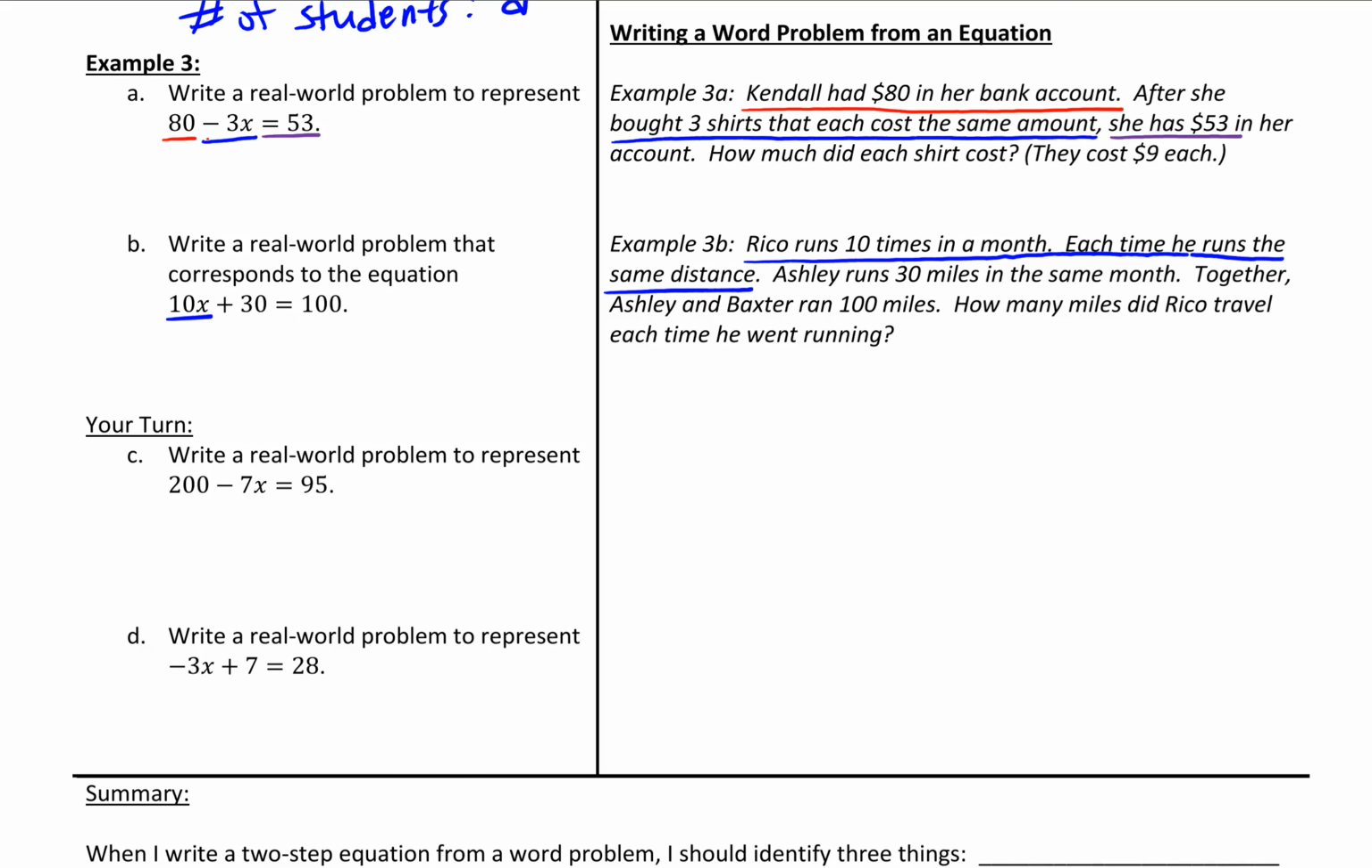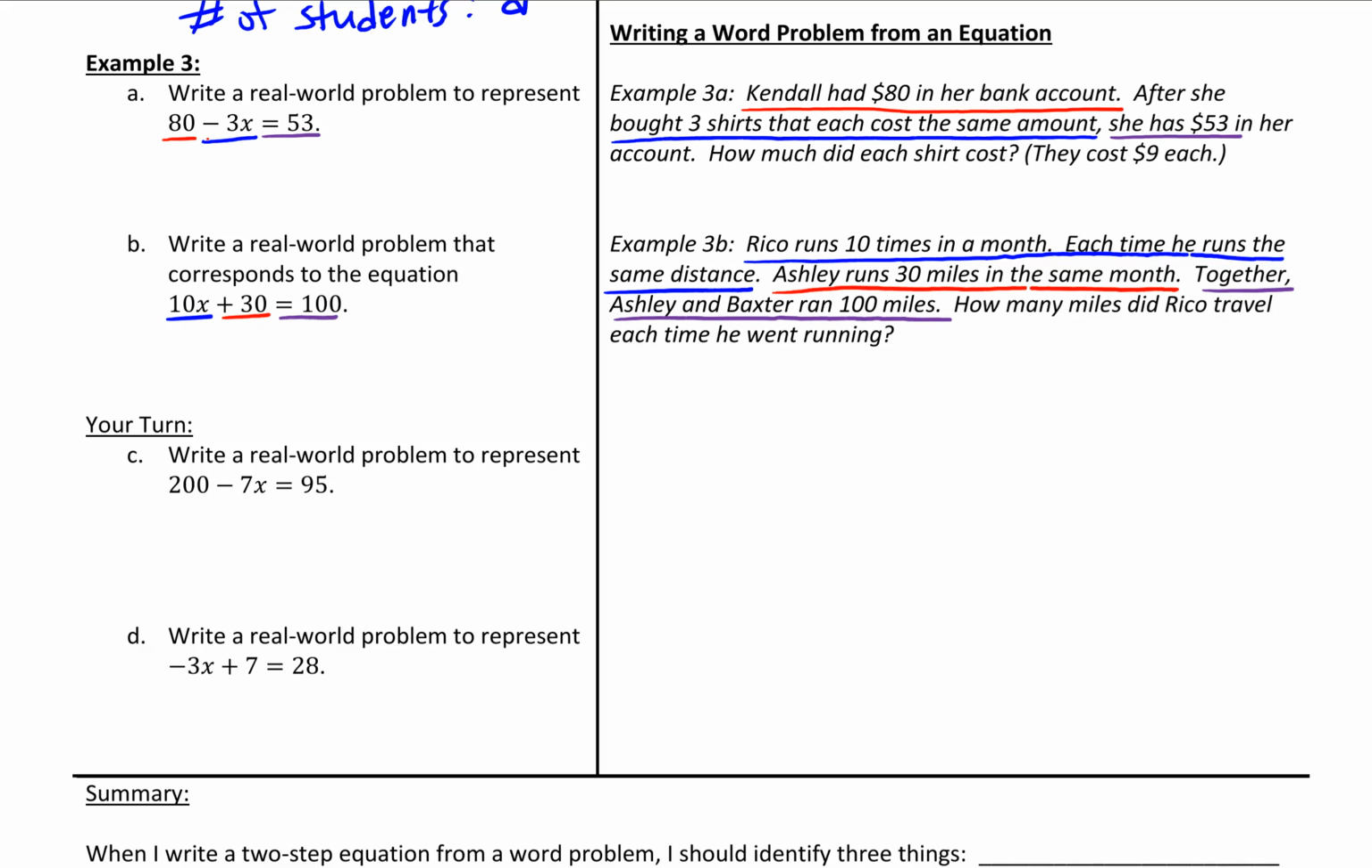Ashley runs 30 miles in the same month. That's not changing. We know that for a fact that Ashley runs 30 miles in the same month. So we're adding 30 to that. Together, they run 100 miles. So that's where we're saying the equals 100 here. We want to know how many miles did Rico travel each time he went running. So those are some examples.